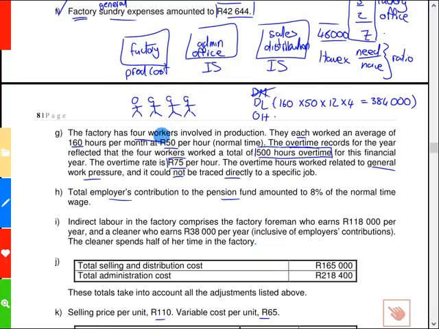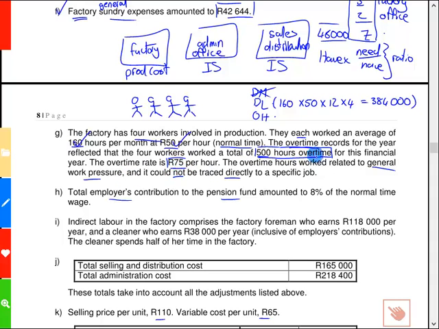So if we look at our information here, point G, we've dealt with this first sentence. That was the normal time. Now we're looking at the overtime. The overtime shows that the 4 workers worked a total of 500 hours for the whole year. So we've already got the total hours for the whole year for them, and the overtime rate is 75 Rand per hour.